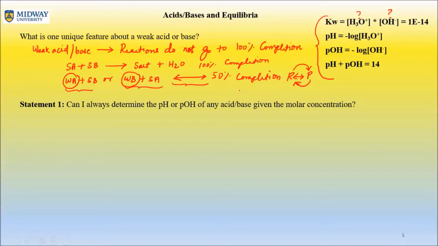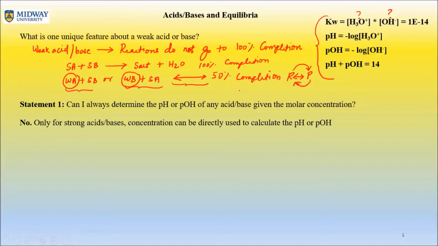Can I always determine pH and pOH for any acid or base given the molar concentration? The answer is no. Only for strong acids and bases, if you're given a concentration, you can use the concentration itself to determine pH or pOH. We're going to do some examples. Now again, pay attention here. Only for strong acids and bases, which means I will obviously trick you given the molar concentration of a weak acid or base and have you find pH and pOH. If you use the value directly, you're going to get an answer, which is not what I'm looking for. So statement 1, answer is no.